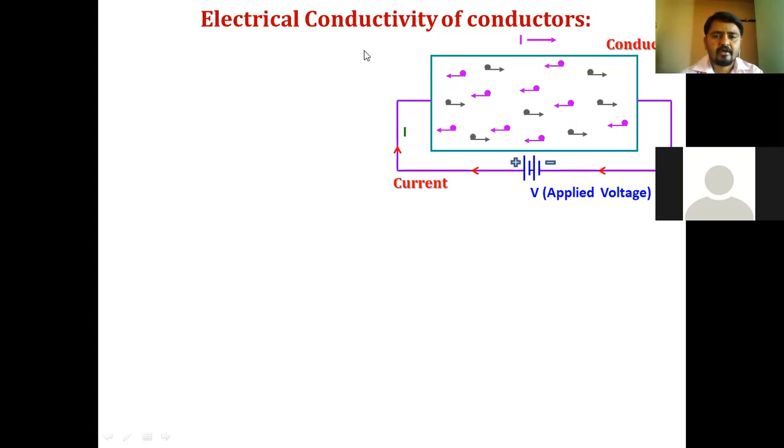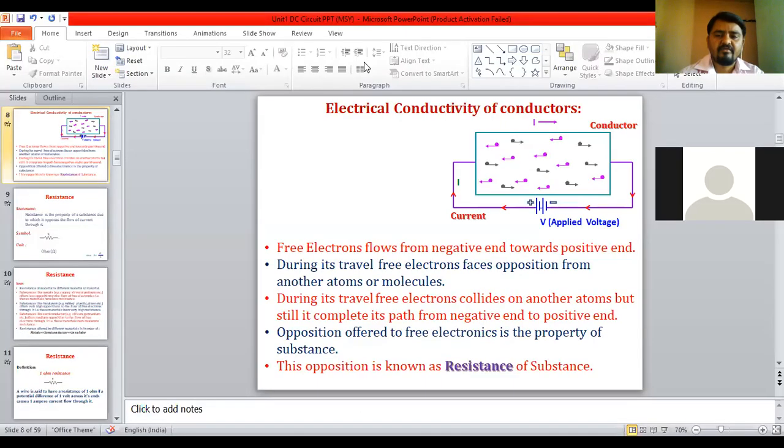So electrical conductivity of a conductor we have to discuss here now. This is the simple diagram we have considered. See here, this is the conductor we have connected. These are the connecting wires. This is the main conductor we have considered here now.